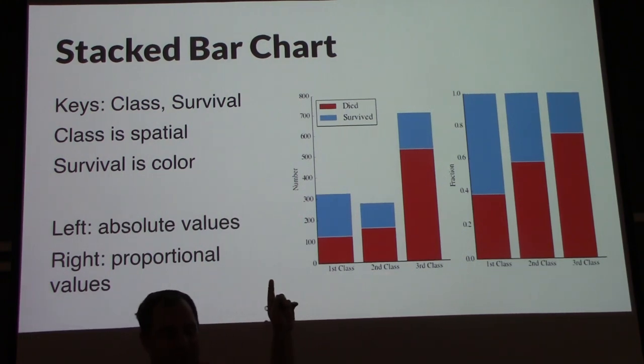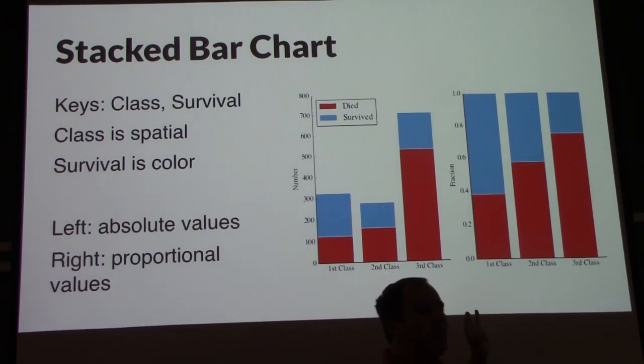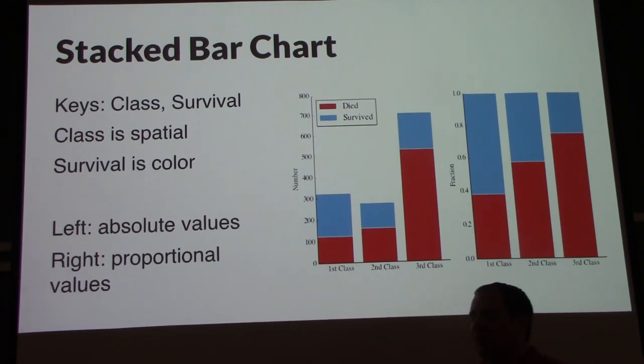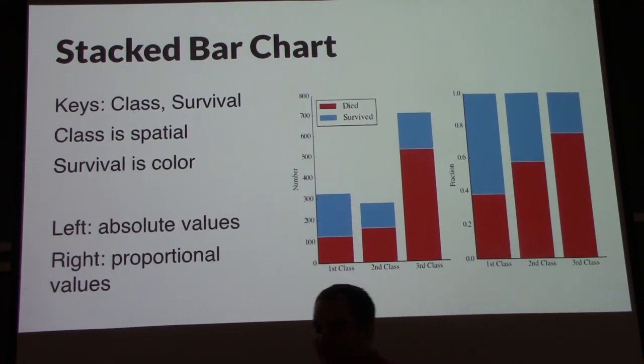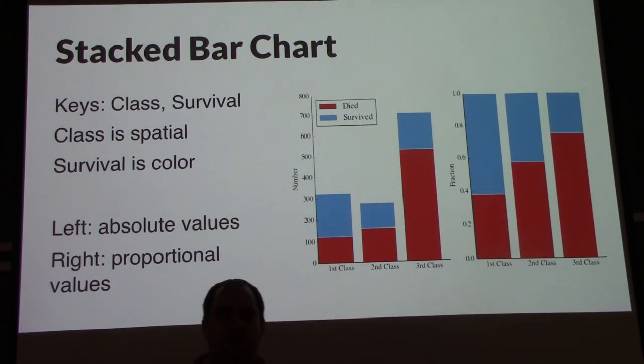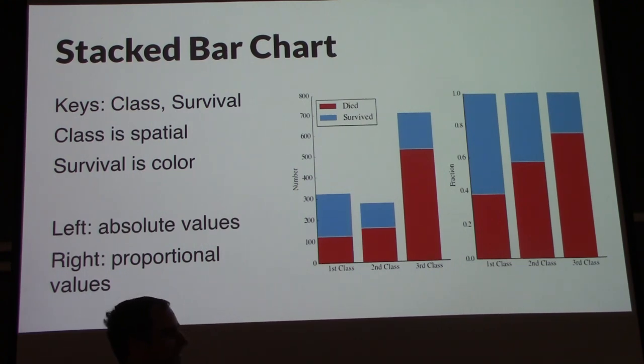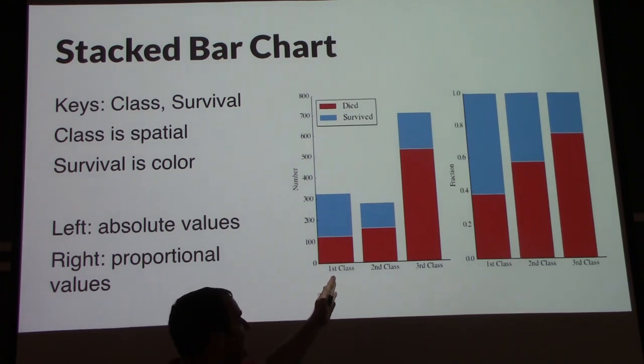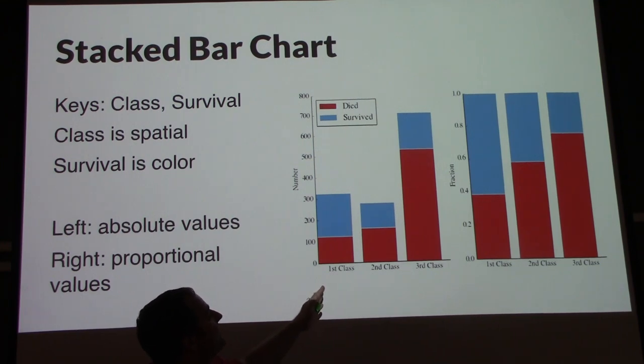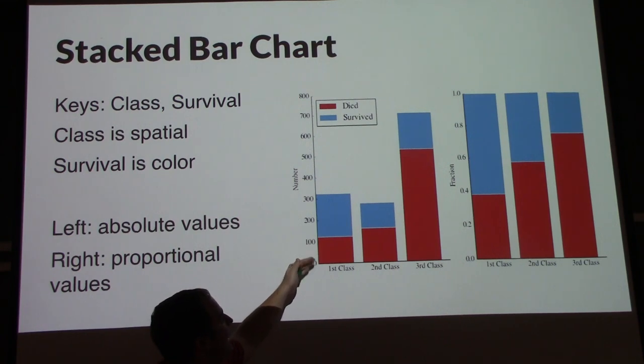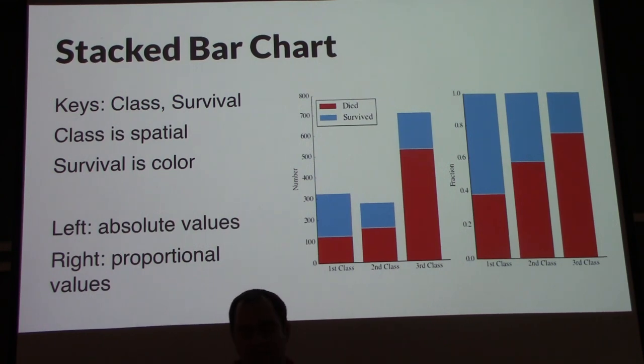Oh, by the way, this is a Titanic data set: all the people who were on the Titanic, which class they were in, what their sex was, and whether they died or survived. We'll be using this data set a couple of times today. What you can see here is that we first have the key class, so we have essentially decided to divide this data set up by class. Then we have another, layered key, where we have died or survived. That's then like a stacked bar chart.